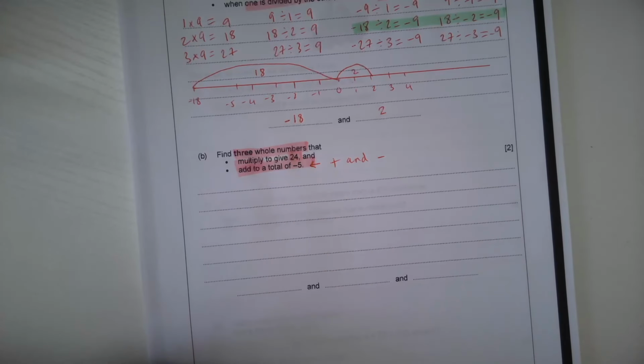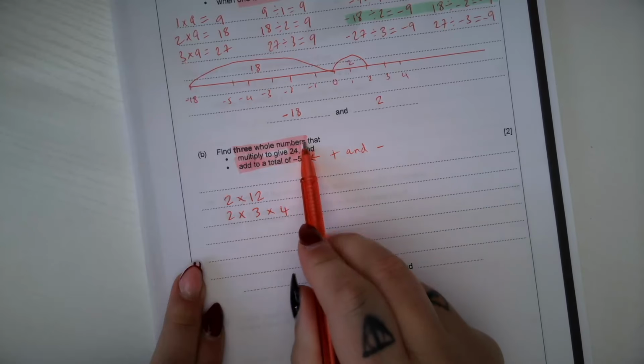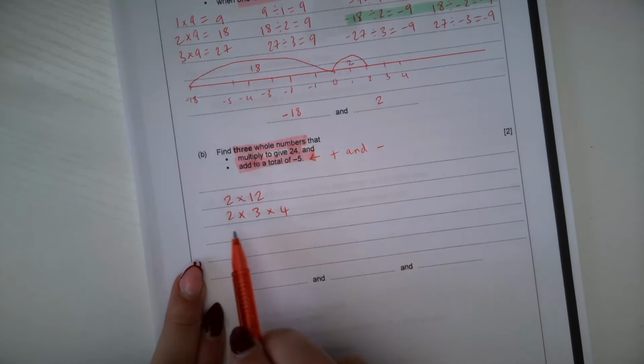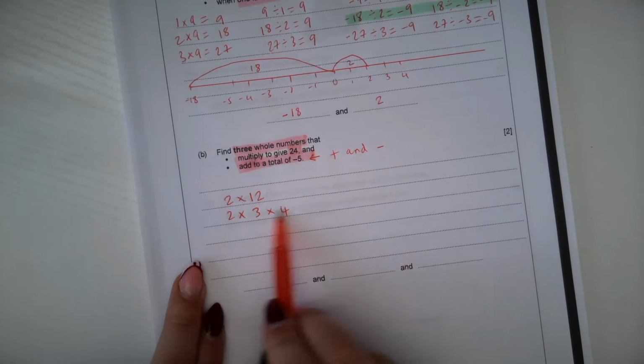So 2 times 3 times 4. 2 times 12 is 24. 2 times 3 times 4 is also 24. Now we have 3 numbers. So let's get rid of these so we don't confuse ourselves. But the problem here is we've got 3 numbers, but we need a mixture of positive and negative so that when we add them, we get an answer of -5.